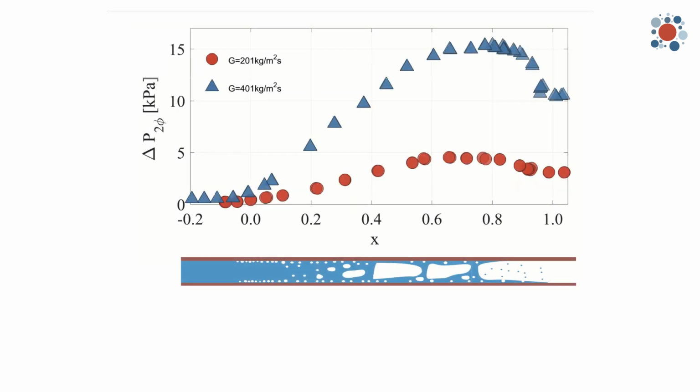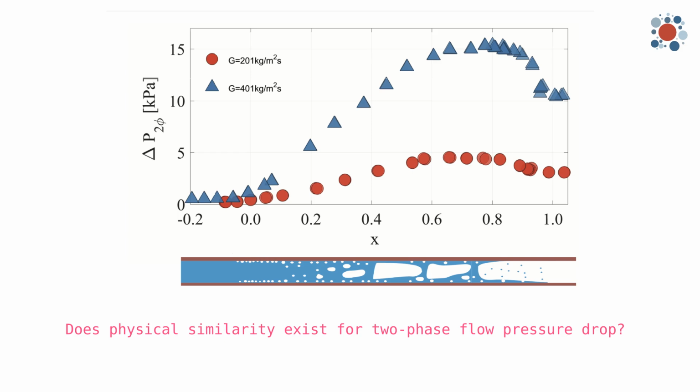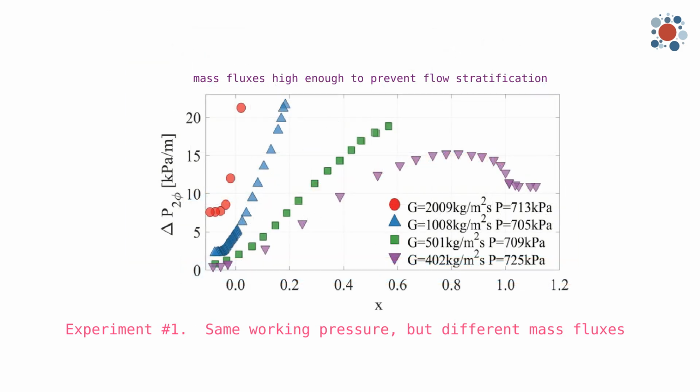From a fundamental point of view, a long-lasting question has been whether physical similarity exists in the case of the two-phase flow pressure drop, and if it exists, which transformations are required to achieve similarity. To answer these questions, the Thermal Two-Phase Flow Lab initiated an experimental study for obtaining pressure drop measurements in a large range of conditions. First, experiments with different mass fluxes and with the same working pressure were selected.